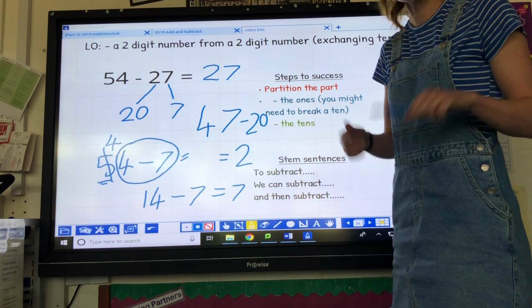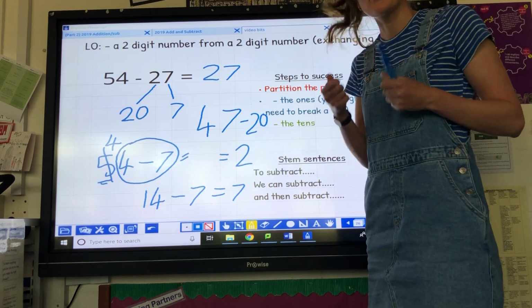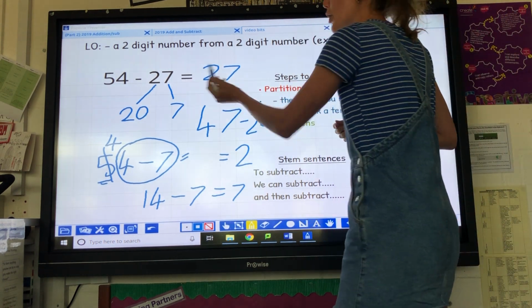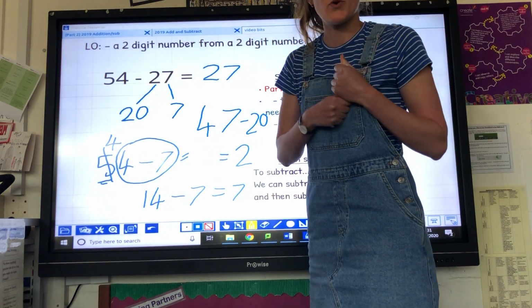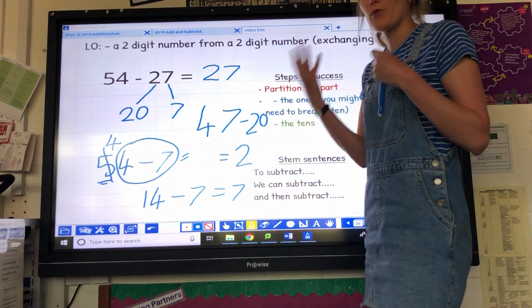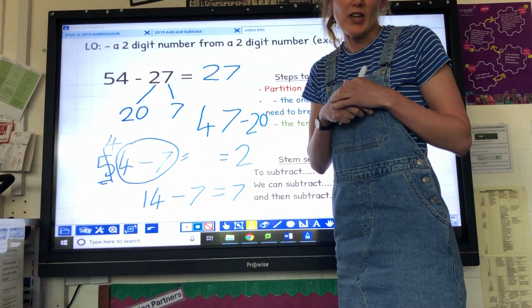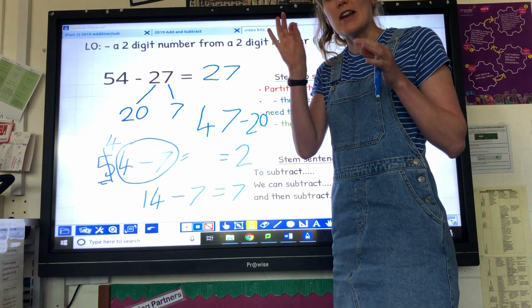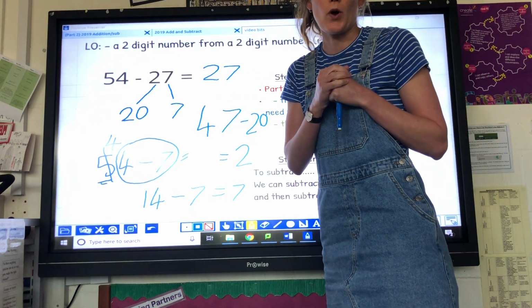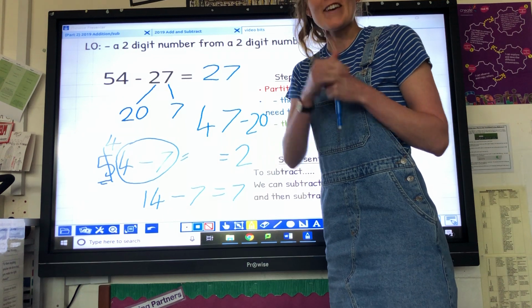If you're not sure and you want to check your answer, you can also do the inverse. You can add your 2 parts together to see if it does make your whole. But have a go at this when you feel confident and if you want to have a challenge. If you're unsure about it, leave this until when we do column next time. Okay? Good luck.